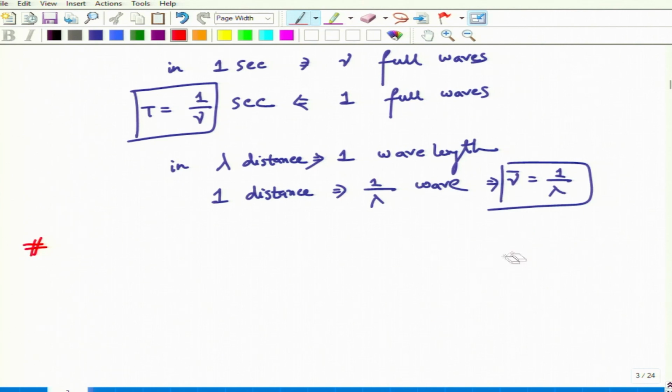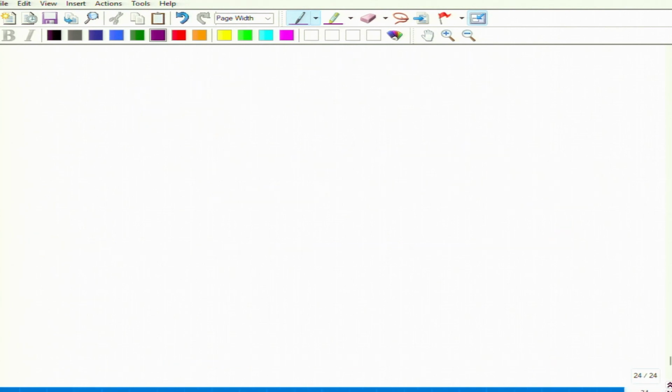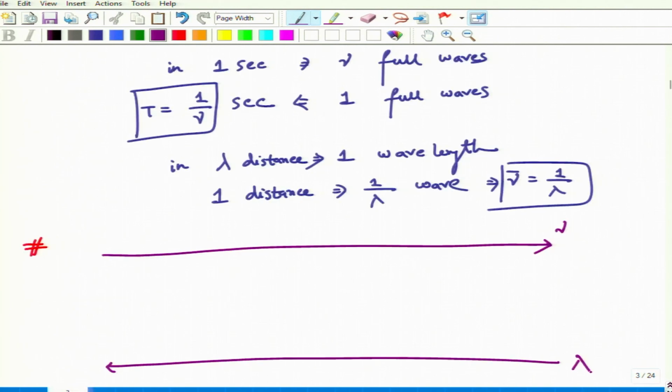Okay, so let me write down the spectrum of the electromagnetic waves. As in the very first class I have written that, but let me start again, and I will discuss each part of the spectrum, each of the electromagnetic waves, in detail in this class. In this direction, let us say nu is increasing, and in the reverse direction lambda is increasing.